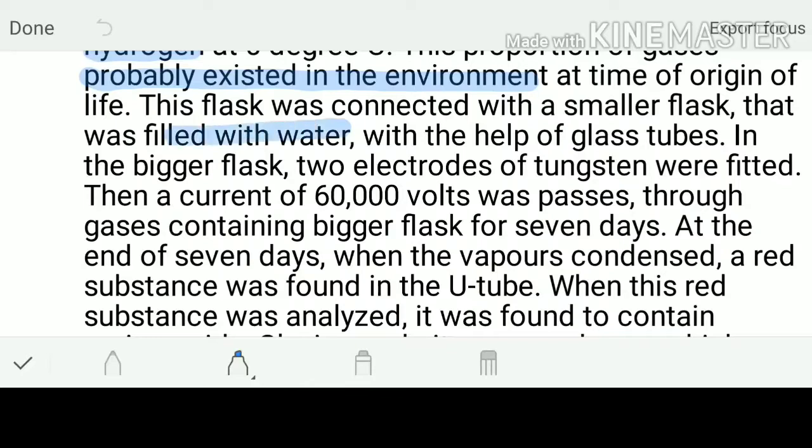water, with the help of glass tubes, or we call them U-tubes, to the bigger flask. So ultimately at the end of the day he has two different flasks, one smaller flask which is filled with water and the bigger flask which has the gases. Now two electrodes he used, two electrodes of tungsten, through which a current of 60,000 volts was passed for 7 days.